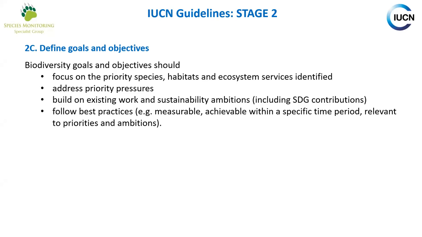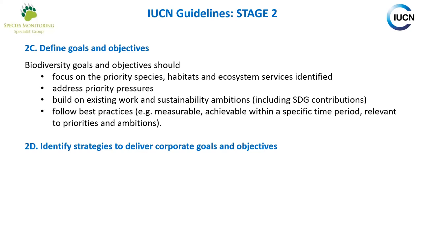We're now ready to define goals and objectives, and the guidelines have more explanation here. I would just highlight at this point that setting goals and objectives should be based on the priority species and pressures we've identified already. It should also build on existing company work and sustainability ambitions, and where relevant, include contributions to any global goals like sustainable development goals the company wants to contribute towards. And it should also follow best management practices in goal and objective setting. So these should be measurable, achievable within a specific time period, and relevant to the priorities and ambitions.